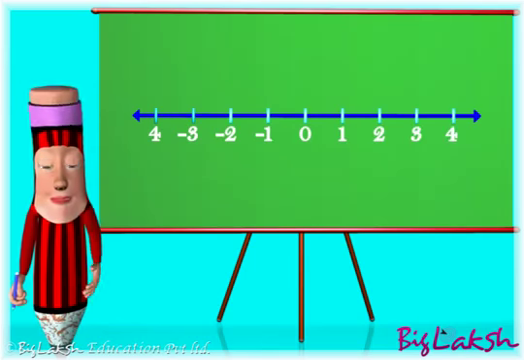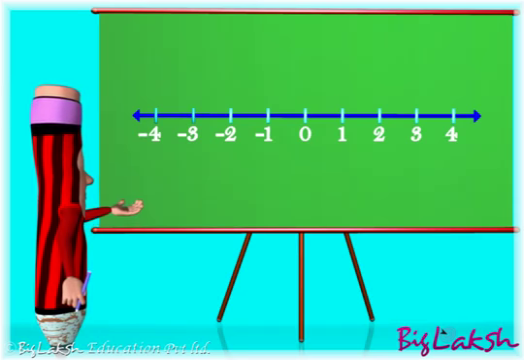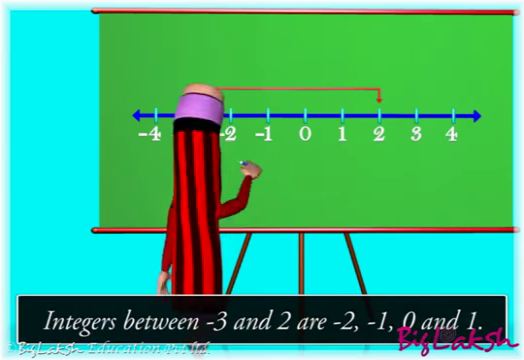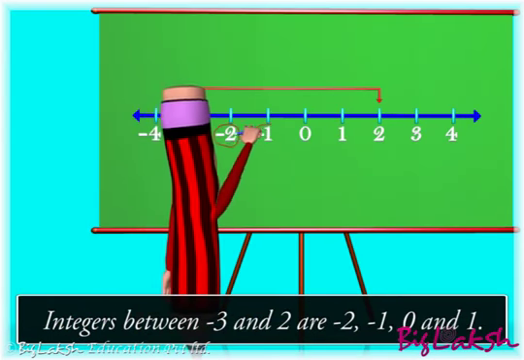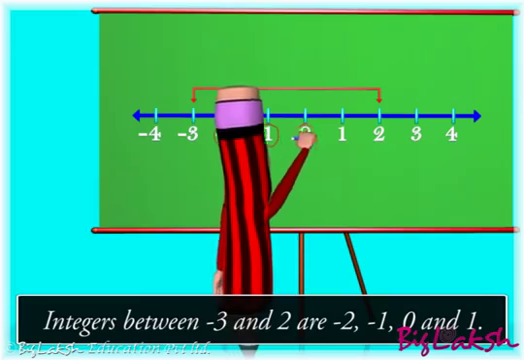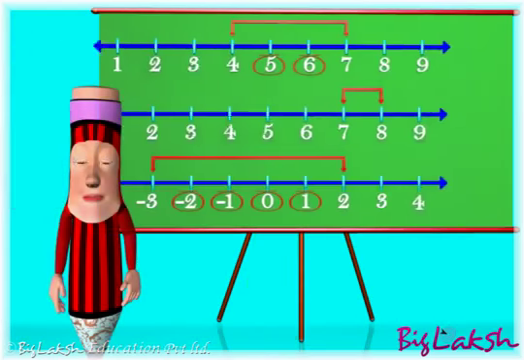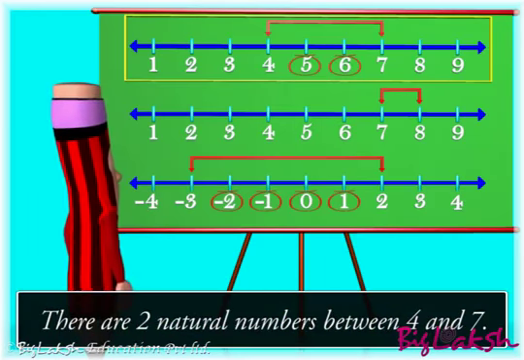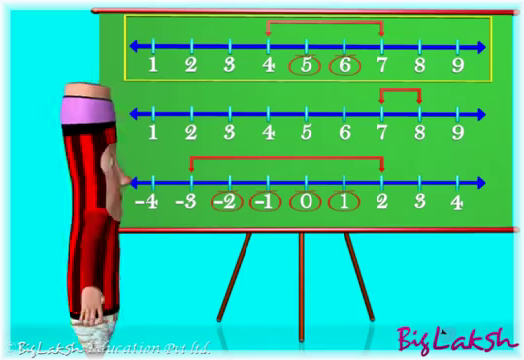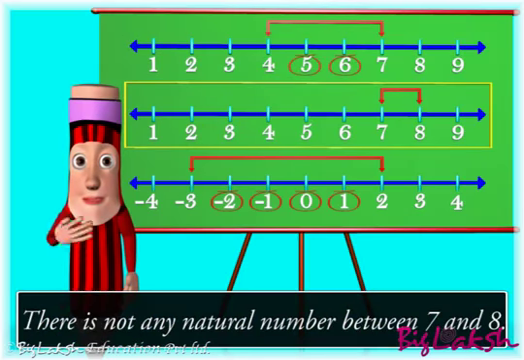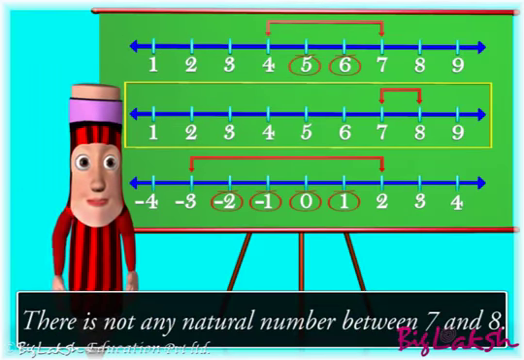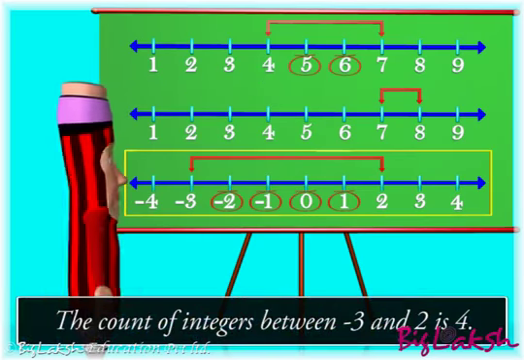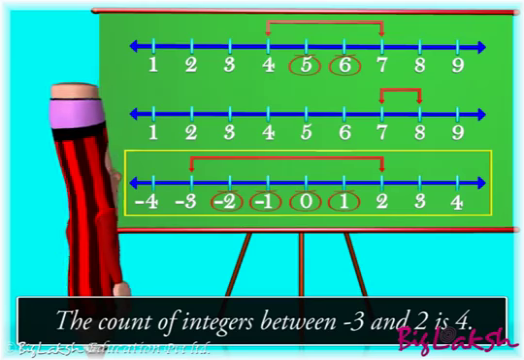Now, let us look at the integers that lie between -3 and 2. They are -2, -1, 0 and 1. In the first case, there are two natural numbers between 4 and 7. In the second case, there was no natural number between 7 and 8. In the third case, the count of integers between -3 and 2 is 4.